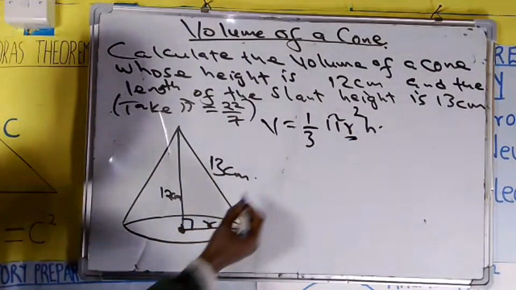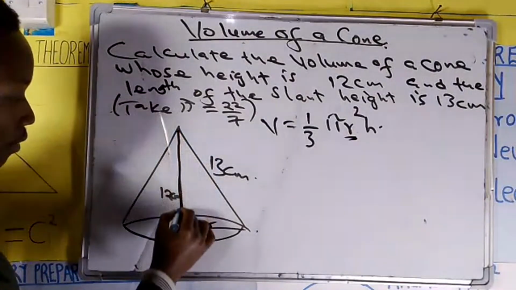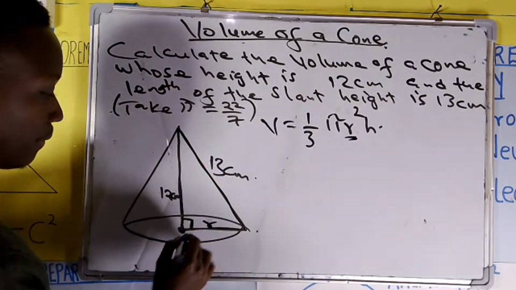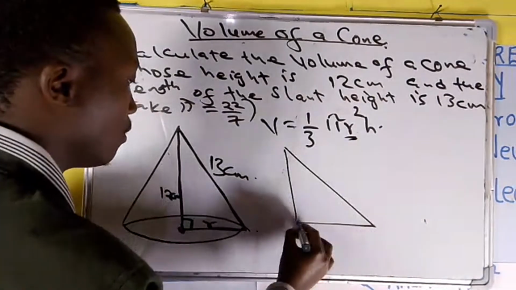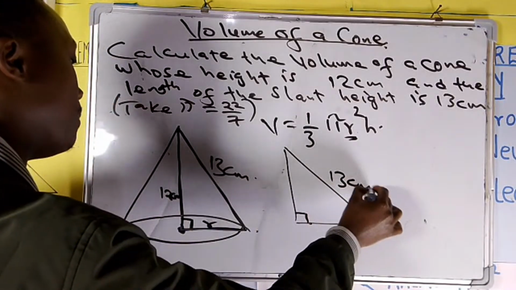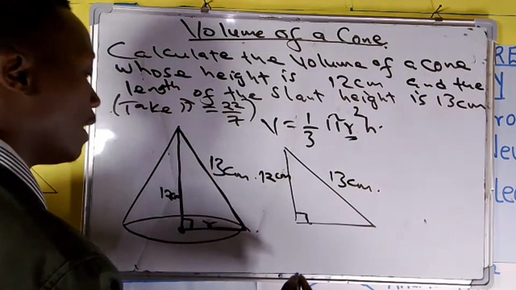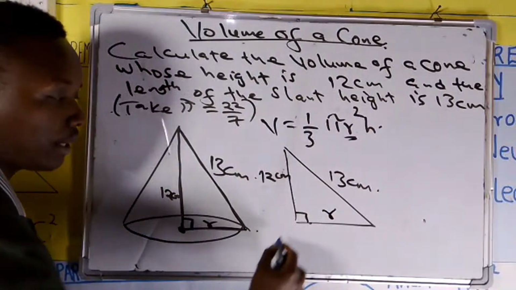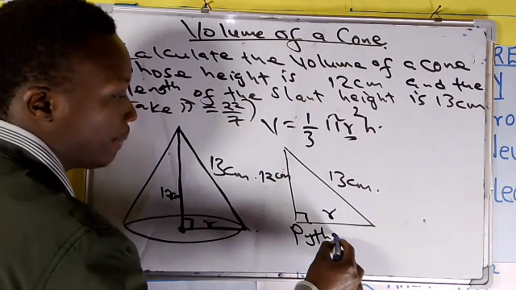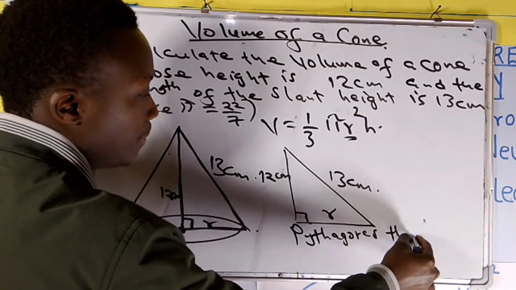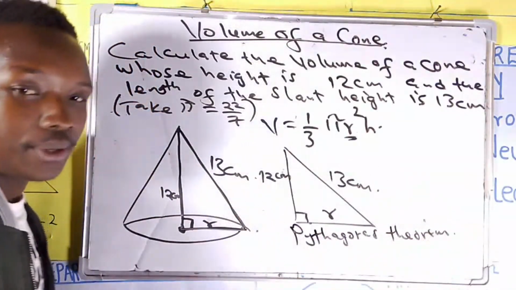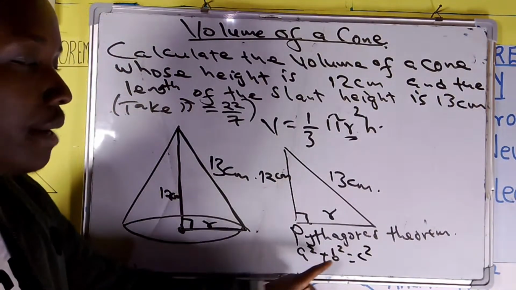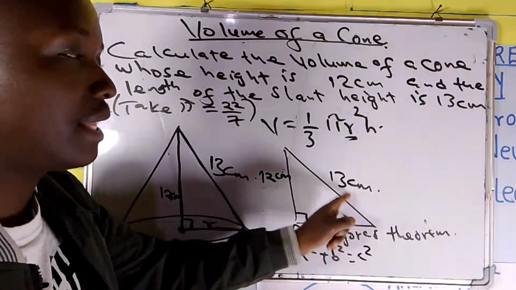You can see clearly that this one here is a right-angled triangle, because this one is a perpendicular height. So we can take this triangle with 13 centimeters as the hypotenuse and this one as the height, and we can determine the radius. What concept are we going to apply here? We will apply the Pythagoras theorem, where we say a squared plus b squared is equal to c squared, a and b being the base and the height, while c is the hypotenuse.